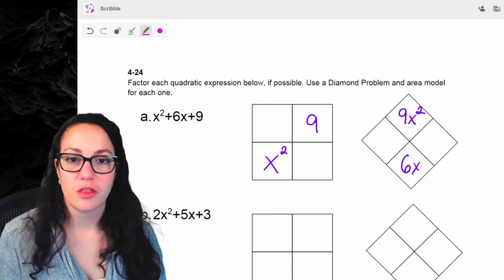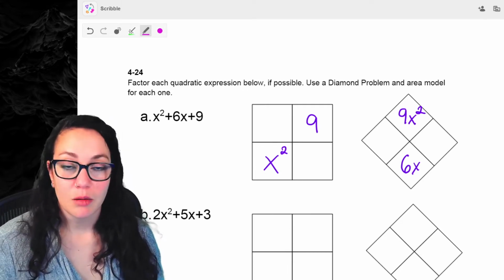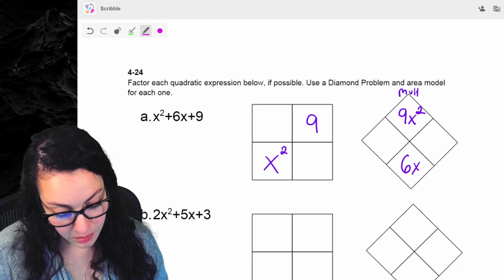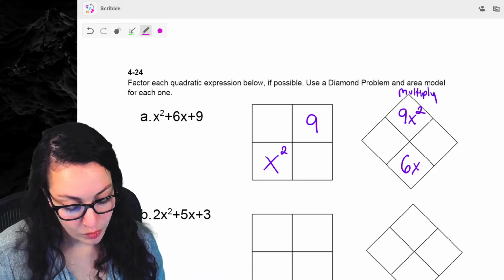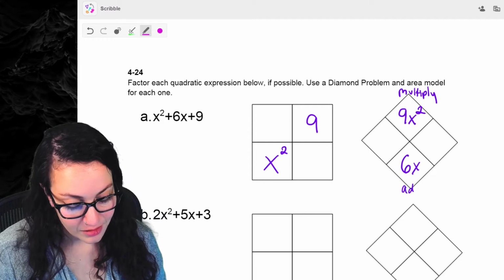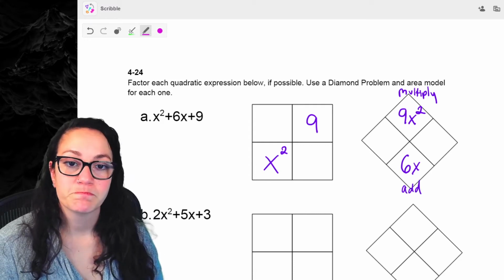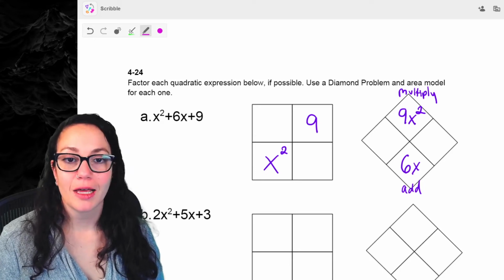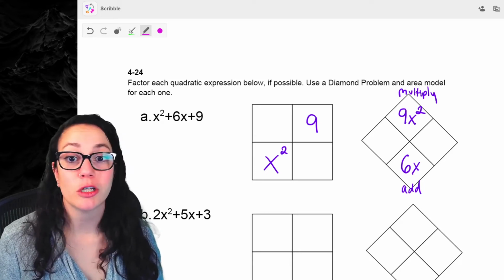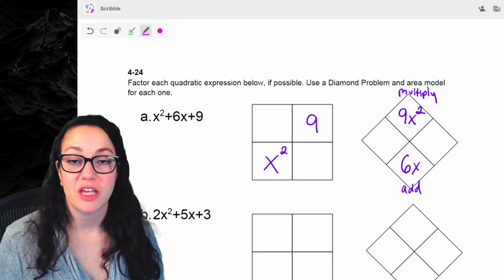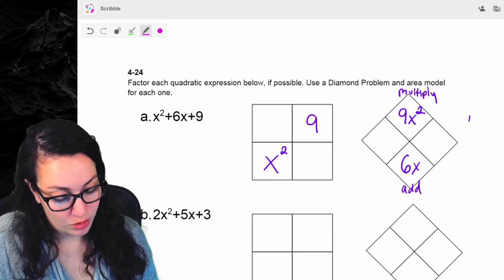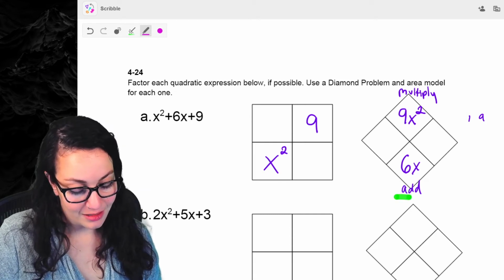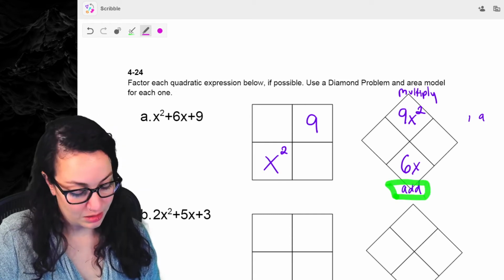So now we have to think. We need numbers that multiply to 9x squared and add to 6x. If you're not sure where to start here, I highly recommend making a list and just starting with 1 and the number that you're going to multiply to. So for instance, I know that 1 times 9 gets us 9, but it does not add to 6. 1 and 9 don't add to 6.